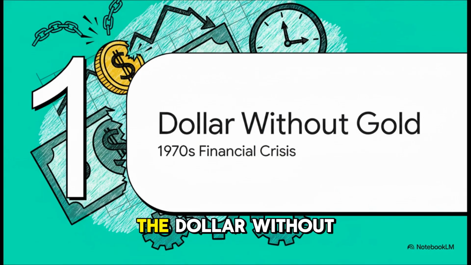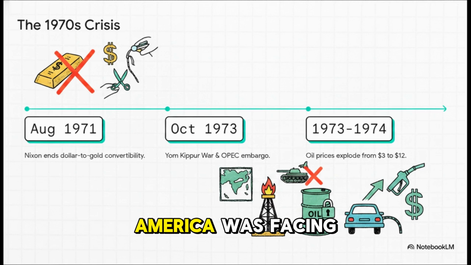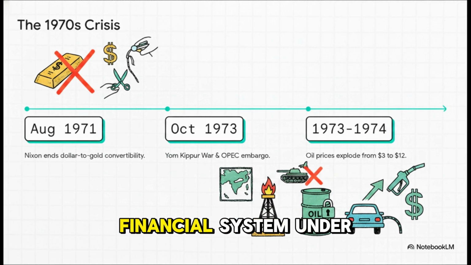Section 1. The dollar without gold and the 1970s financial crisis. Let's step back in time. To understand the massive financial problem America was facing before the petrodollar even existed, we really have to look at the rapid breakdown of the post-World War II financial system.